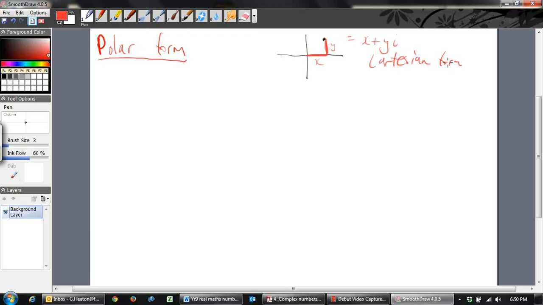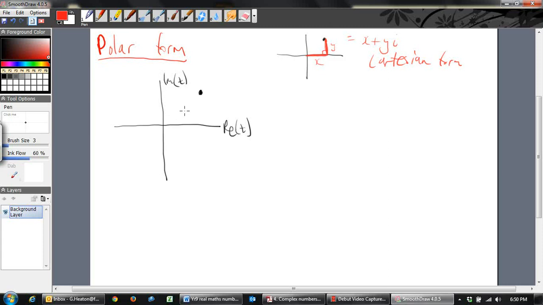Okay, so Cartesian form just means rectangular, so you go across and you go up to find any point. That's what we're talking about there. That's Cartesian. Polar form's a bit different. We still have our axes there, so I've got our real axis and imaginary axis. If we've got a point there, it's just defined a bit differently.